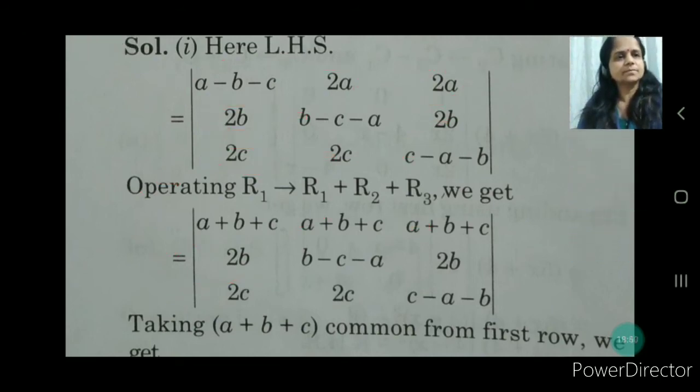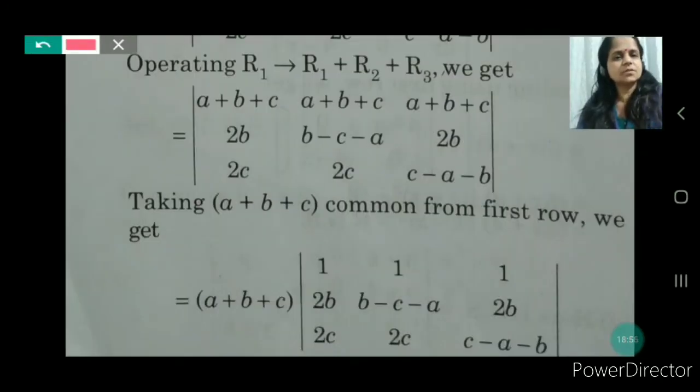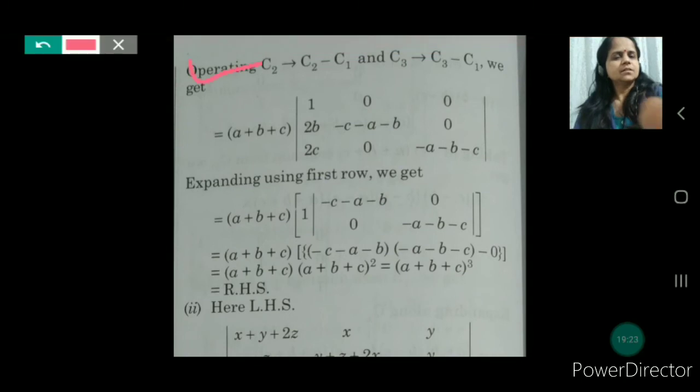Now take a plus b plus c common from the first row. So you will get the elements in the first row as 1, 1 and 1, and row 2, row 3 remain unchanged. Now applying another operation, C2 minus C1 and C3 minus C1. Here you will get 0, c minus a minus b, 0, and in the third column 0, 0, a minus b minus c. And now expanding using the first row.